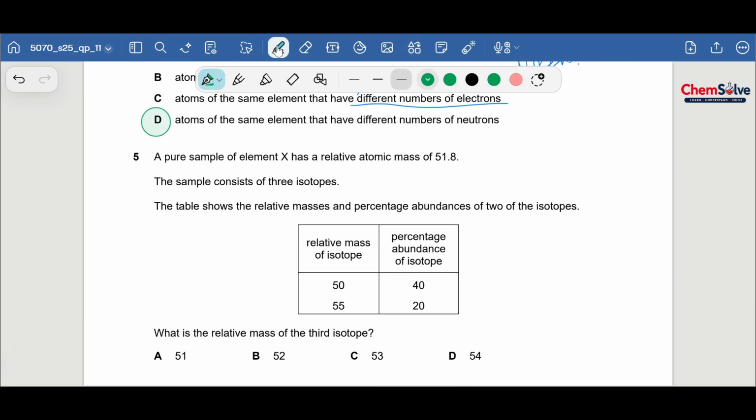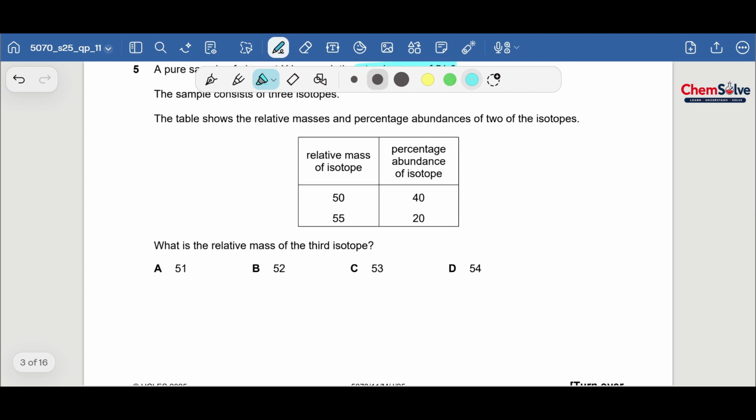A pure sample of the element X has a relative atomic mass of 51.8. So we are provided with the atomic mass that is 51.8. The sample consists of 3 isotopes. Okay, the table shows the relative masses and the percentage abundances of 2 of the isotopes. What is the relative mass of the third isotope? So we have to use the same formula to find the relative mass.